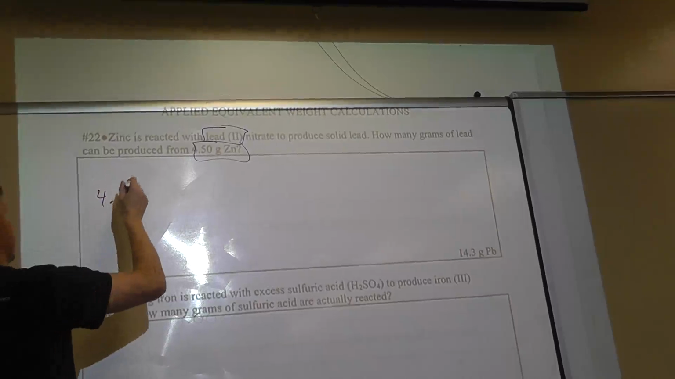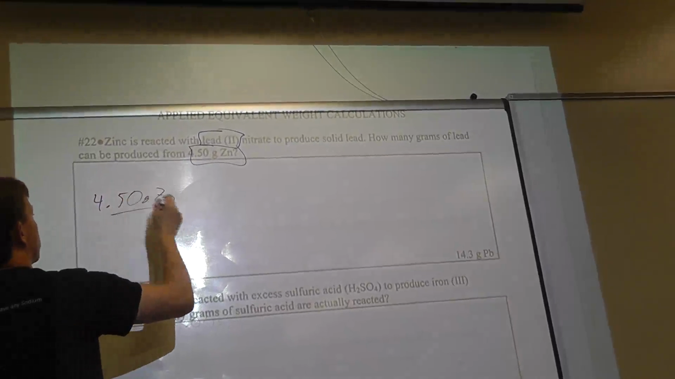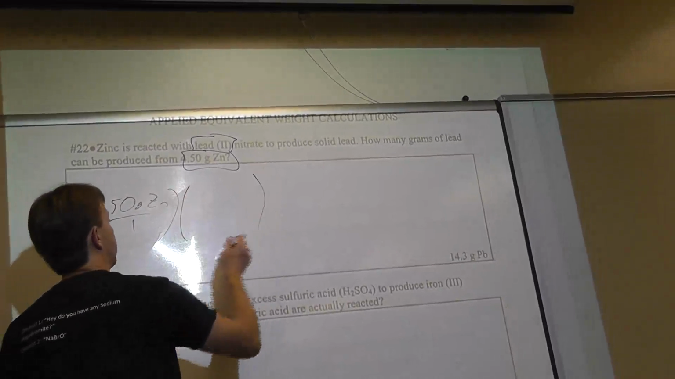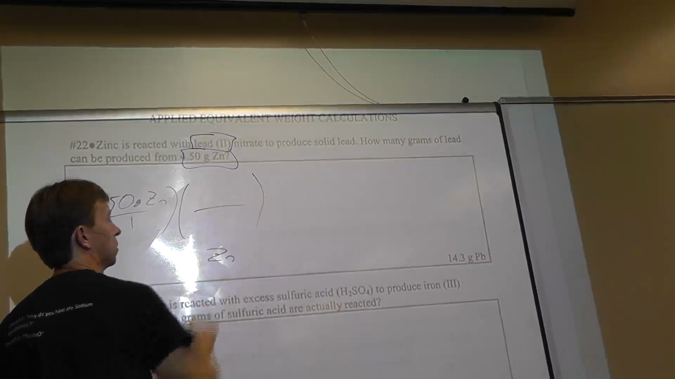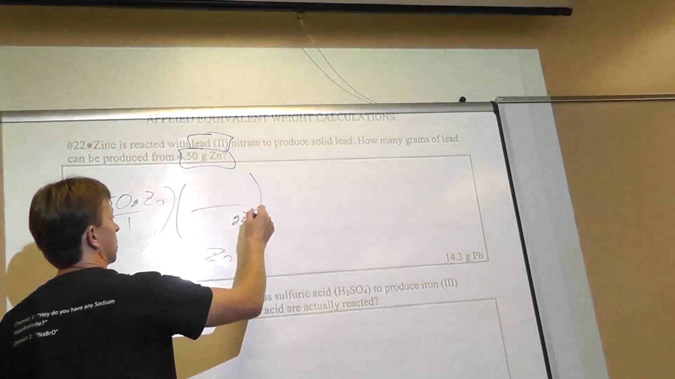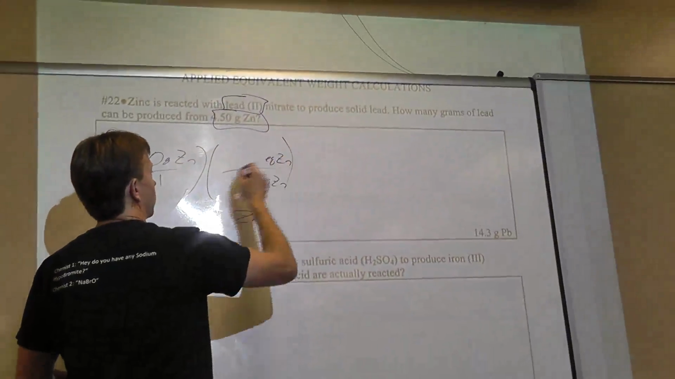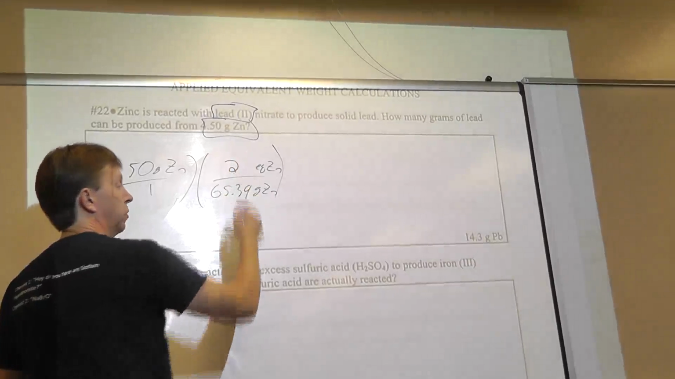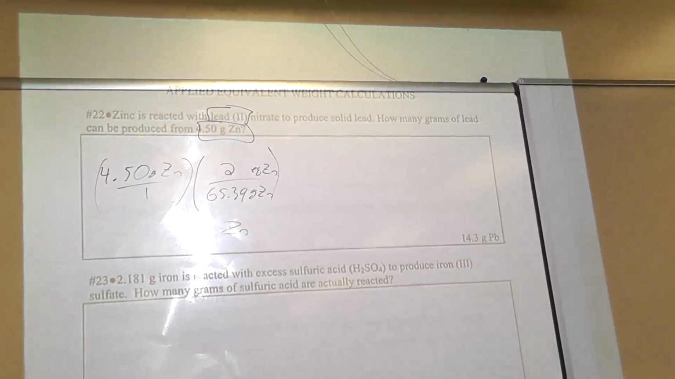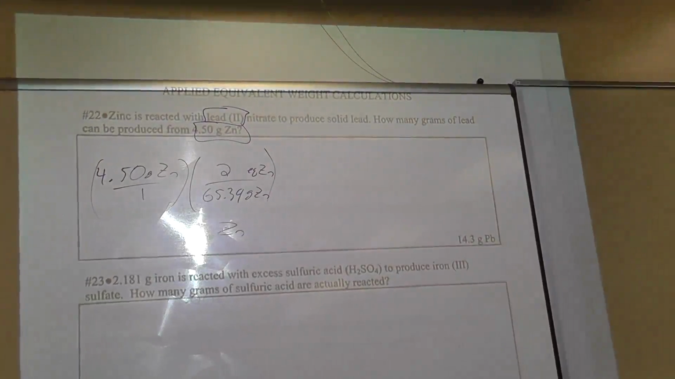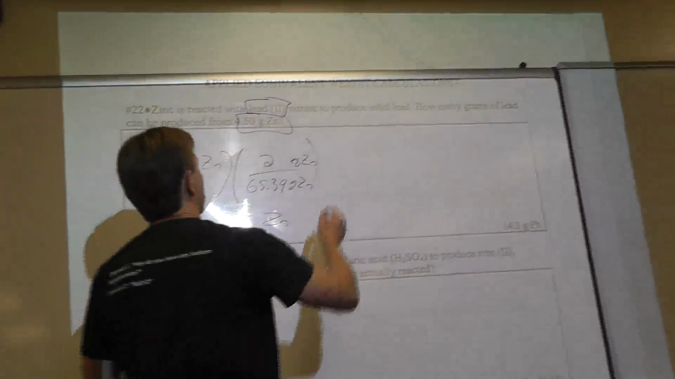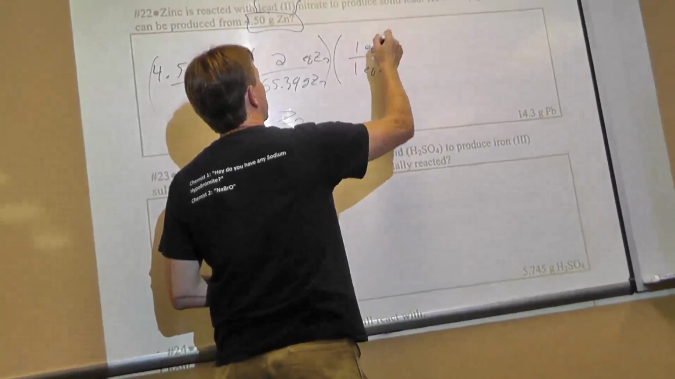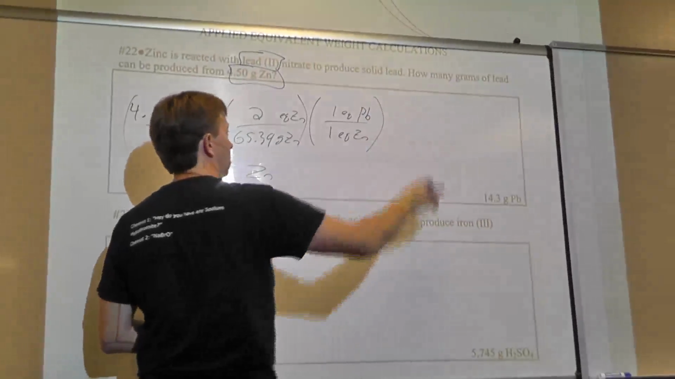We're trying to relate lead with zinc. So we have our 4.50 grams of zinc, and we want to convert that to equivalents. What does the periodic table tell you about zinc? 65.39 grams is 2 equivalents. Yes? One equivalent of zinc reacts with one equivalent of lead. Always.